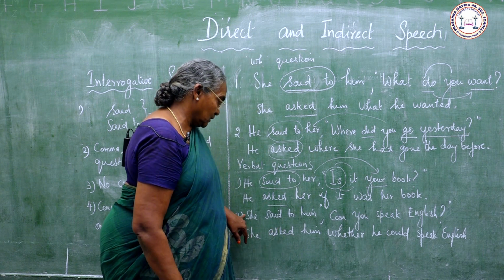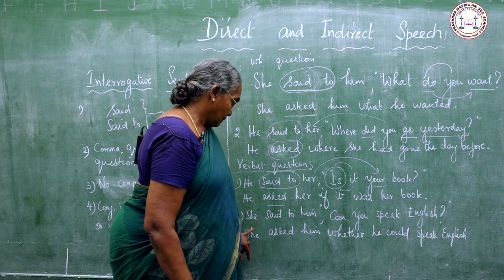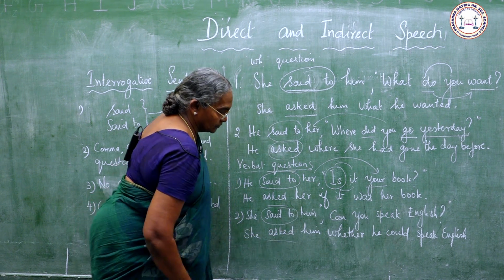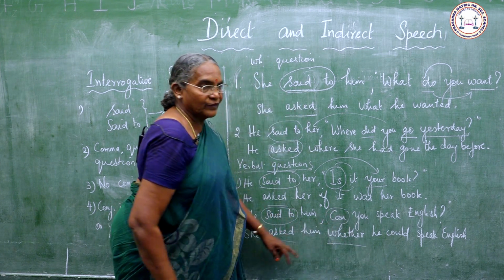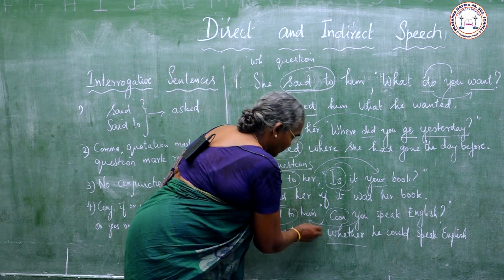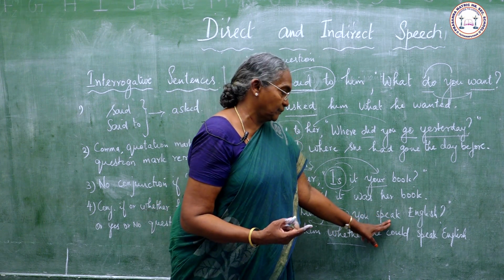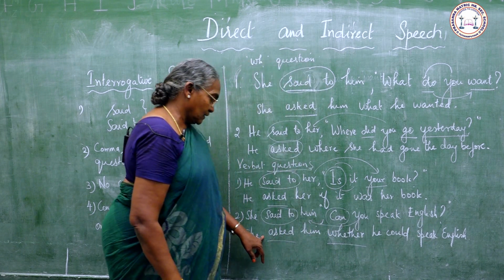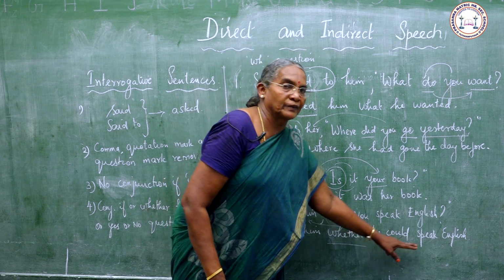The next sentence, she said to him, "Can you speak English?" Said to is changed to asked. As it is a verbal question, we add if or whether. You refers to him. So he can speak will become could speak. Whether he could speak English. We read the sentence again. She asked him whether he could speak English.